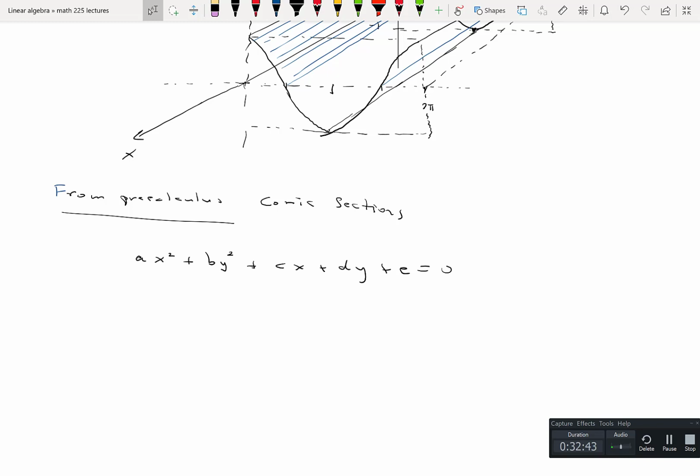Suppose c and d are 0, a and b are 1, and e is negative 1. Unit circle, bring the 1 over. Now suppose a is 1/4, b is 1/9, c and d are 0, and e is negative 1. This is an ellipse.